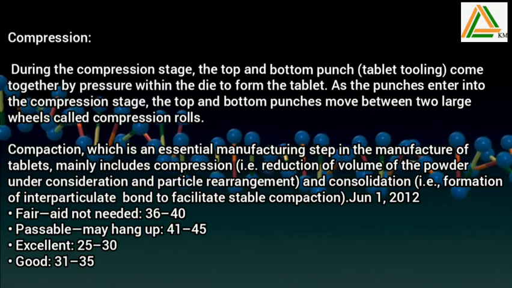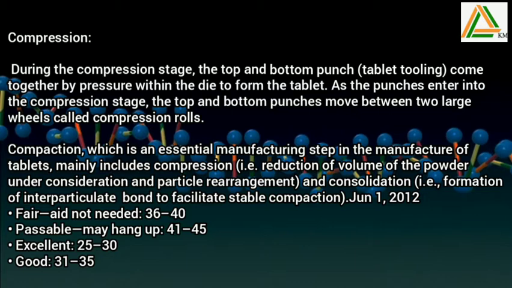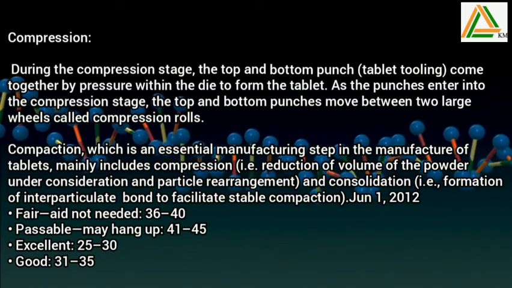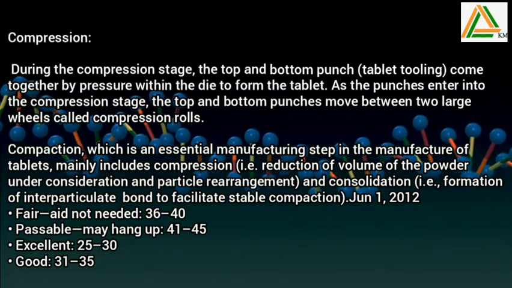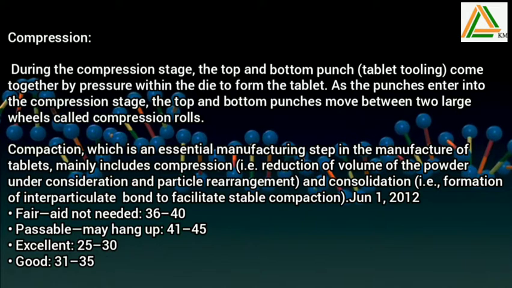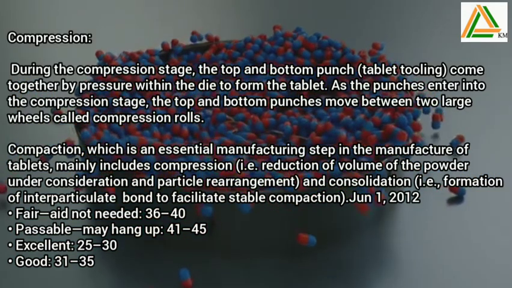Compaction, which is an essential manufacturing step in the manufacture of tablets, mainly includes compression, that is reduction of volume of the powder under consideration, and particle rearrangement, and consolidation, that is, formation of interparticulate bond to facilitate stable compaction.